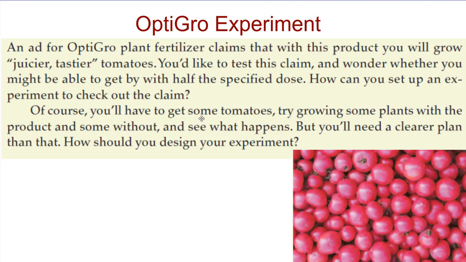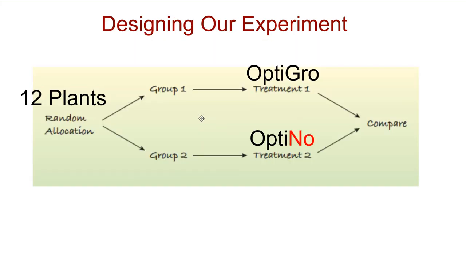All right, so remember our OptiGrow experiment? We were testing a fertilizer. We had all the different doses. So let me just show you the diagram. So we had 12 plants. They were randomly assigned into two different groups.